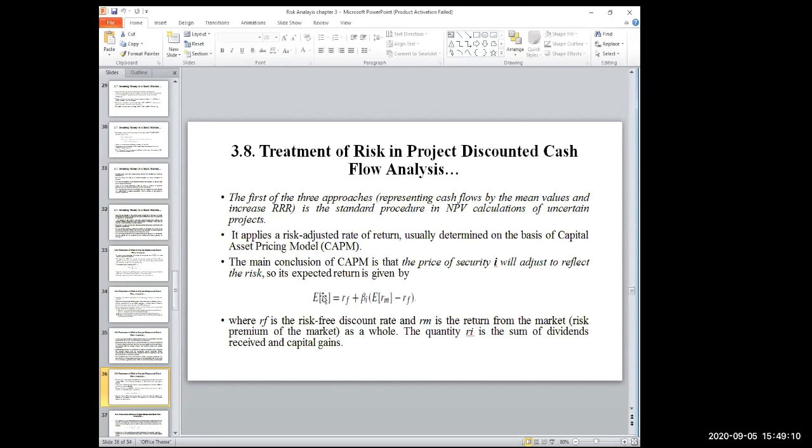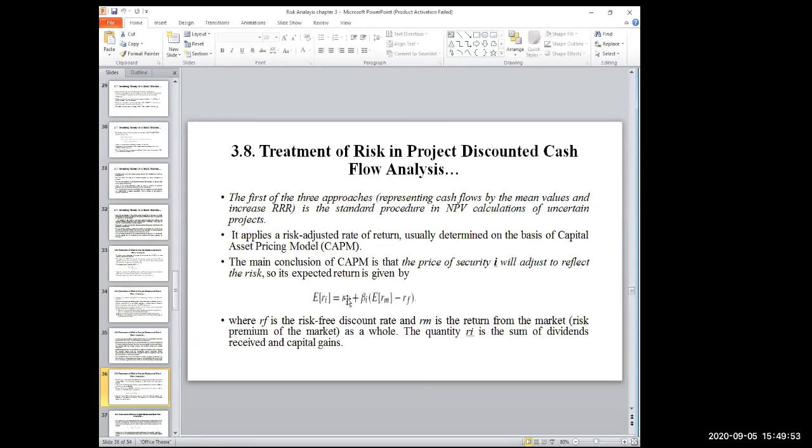This formula we call the capital asset pricing model formula. In this case, we expect a return from the project. This is E(Ri). This return is the sum of dividend and capital gain, which we get from an investment. Capital gain is the gain from the price of the stock. This is equal to RF, which means the risk-free rate, taken from the treasury bill in our context.